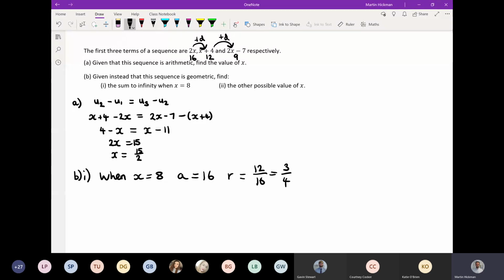But we have a and we have r, so we can simply find the sum to infinity. So we do a over 1 minus r, so 16 over 1 minus 3/4, and this will give us 64.